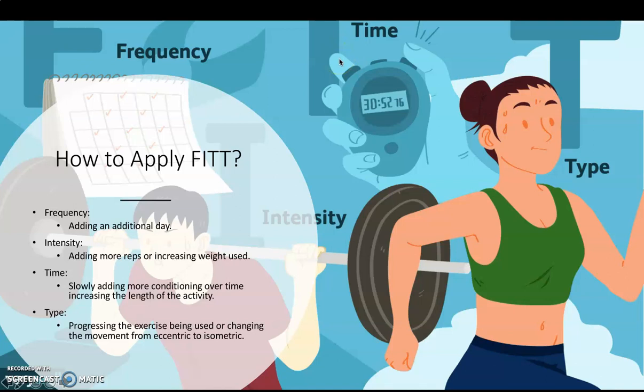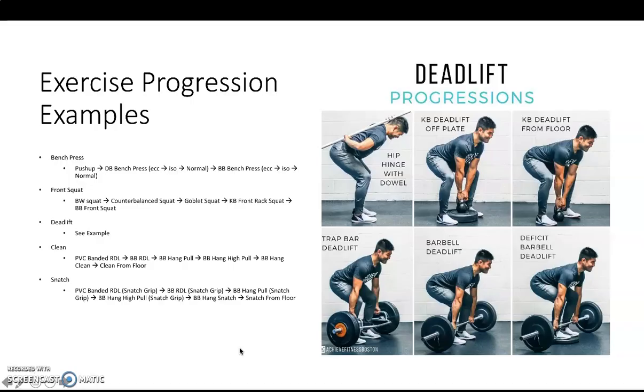Then we can do it as an isometric in which we're going down for 1, holding at the bottom, 1, 2, 3, 4, 5, and then up nice and fast. So we can always progress through the time that we're doing each movement as well.